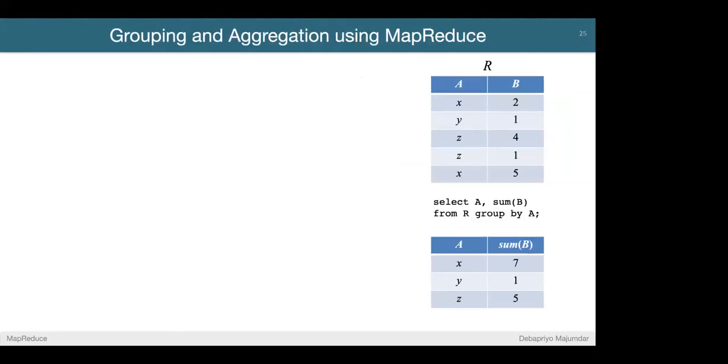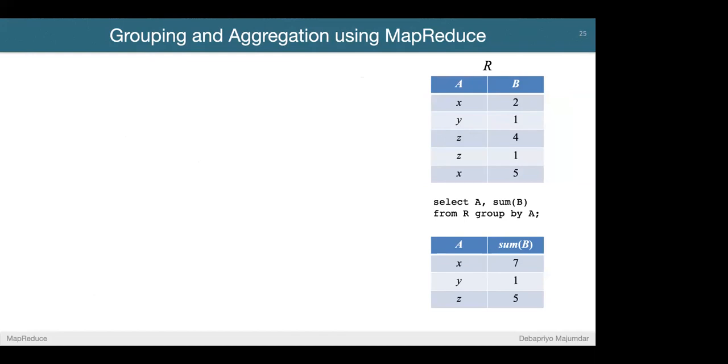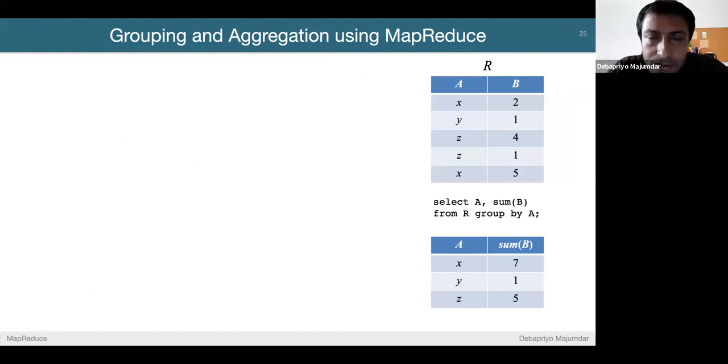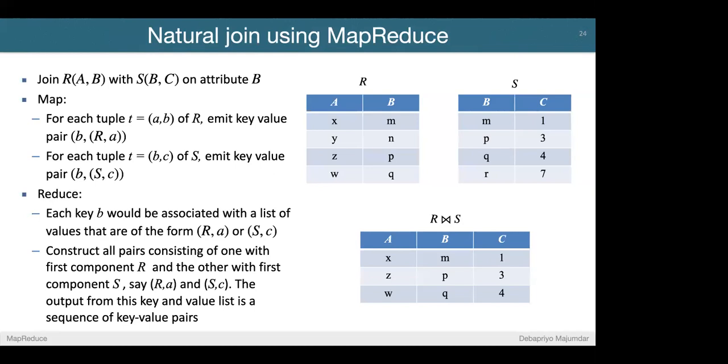So the natural join is actually going to be a very important part of whatever we do in MapReduce later on. Yes, anybody has a question? Sir, what happens if while grouping one computer cannot hold all the elements in a group? Okay, right.